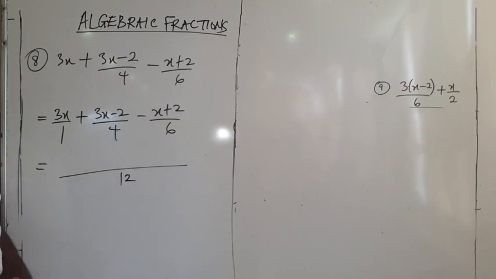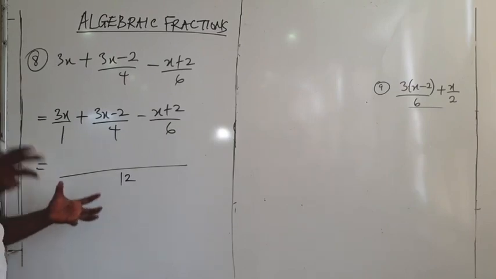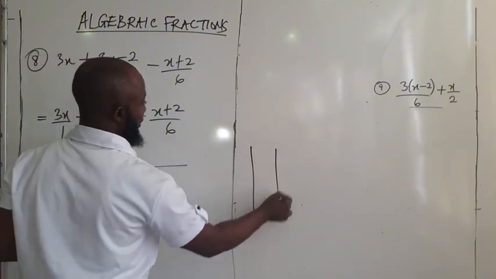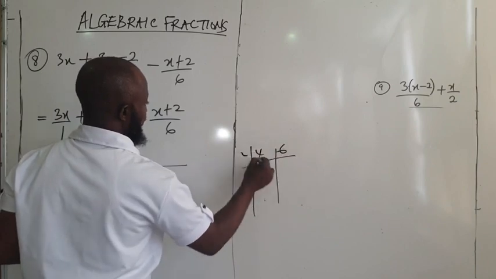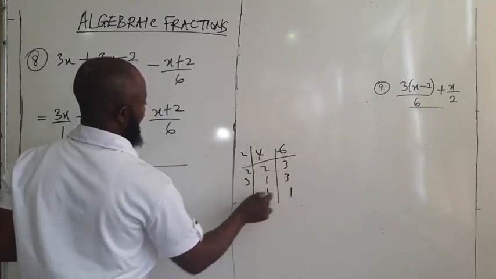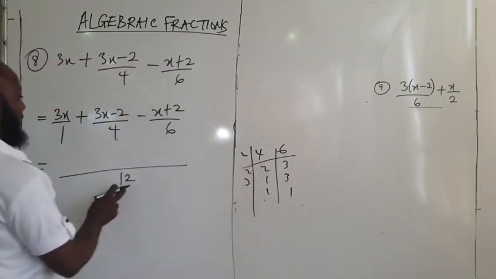If you multiply them together, that's 24. You're still going to get the same answer, but you're going to have a very large number. So in that case, this is how you're going to do it. Just do 4, 6, 2, 2, 3, 2, 1, 3, 3, 1, 1. So that gives us 2 times 2, 4, 4 times 3, 12.